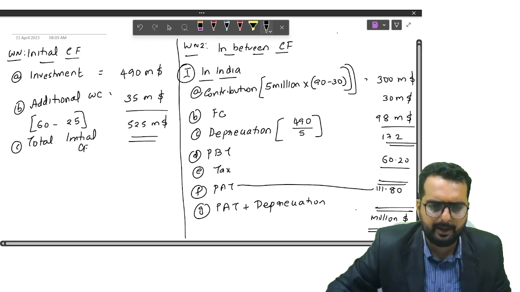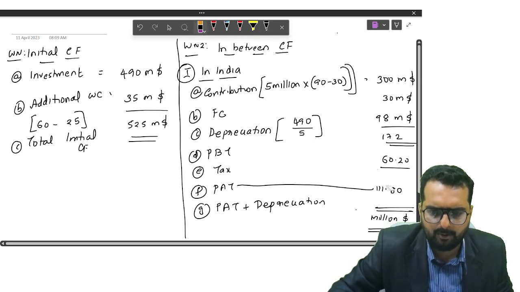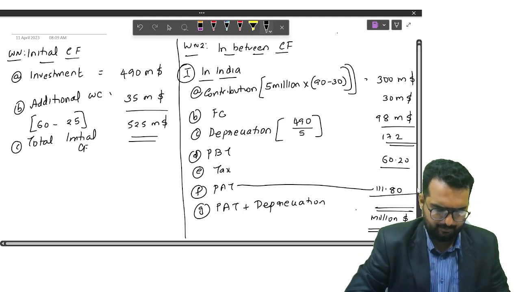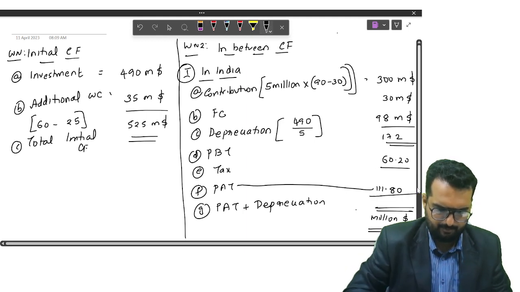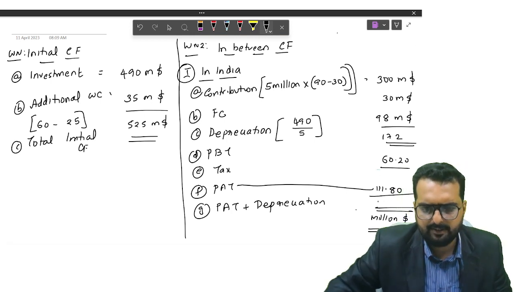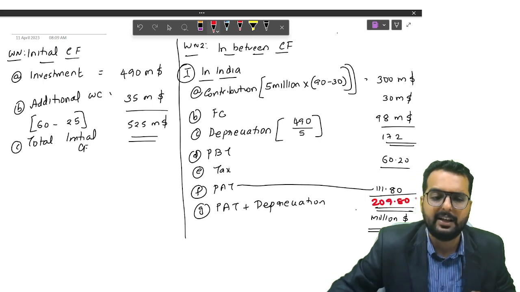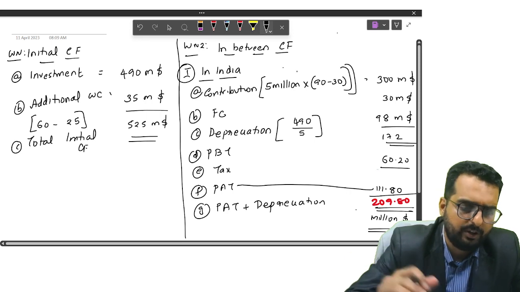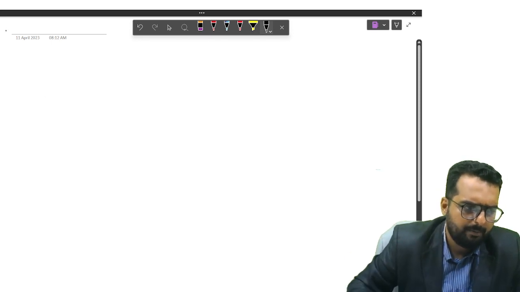111.8. This is going to be my PAT, correct? So what is going to be when I add depreciation? How much will be the amount that I'll get? Plus 98 will give you the answer as 209.8. This is the money that I'm going to make in India. Now I have to write down Roman number 2 and find out what is the money I lose in US. Okay. Roman number 2.